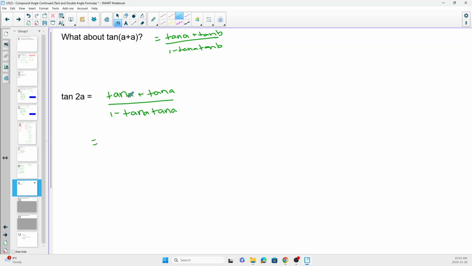So when we do that, we have tan a plus tan a, which means we have 2 tan a's on the top. And then on the bottom, we have 1 minus tan a times tan a, which is 1 minus tan squared a. And that is your double angle identity for tan. So tan 2a is equal to 2 tan a divided by 1 minus tan squared a.